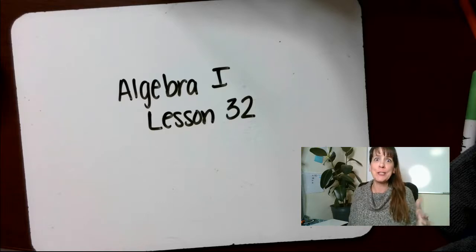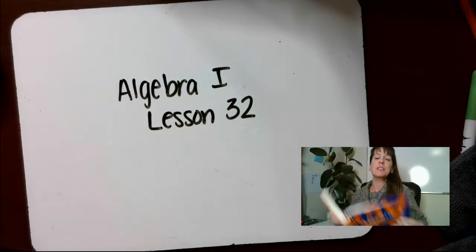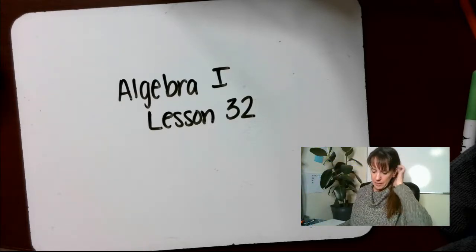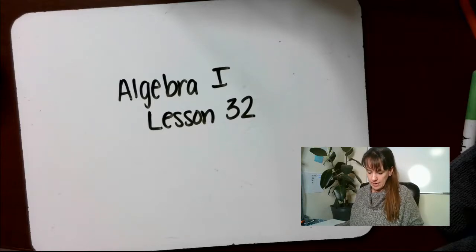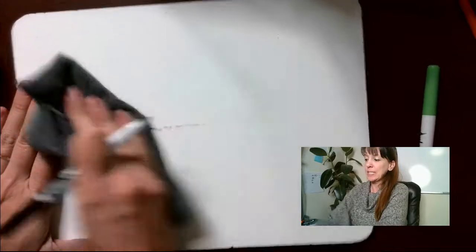Guys, we're on lesson 32 in the Saxon book, 3rd edition, right? If you're following along at home, it's on page 131. We're just going to launch right into these examples because I think that's the easiest way to deal with this.